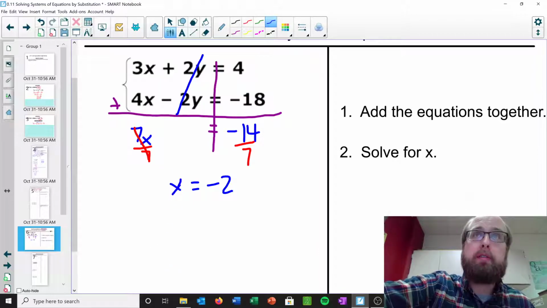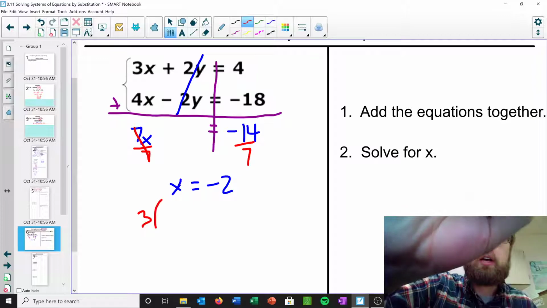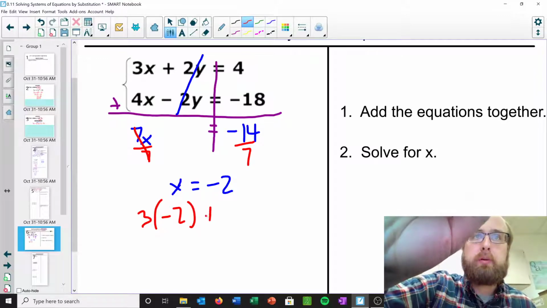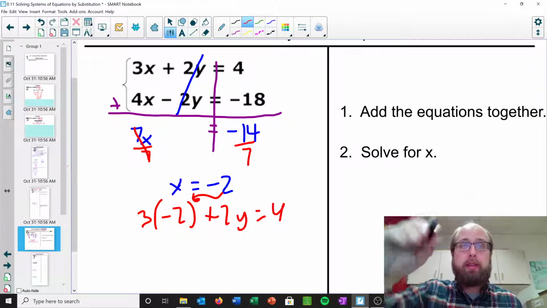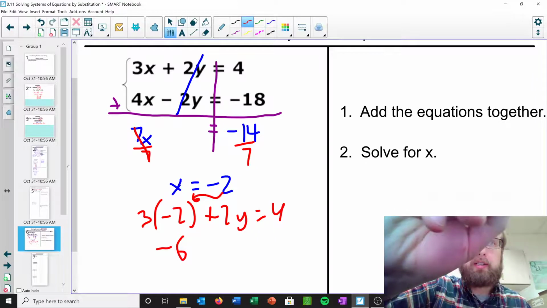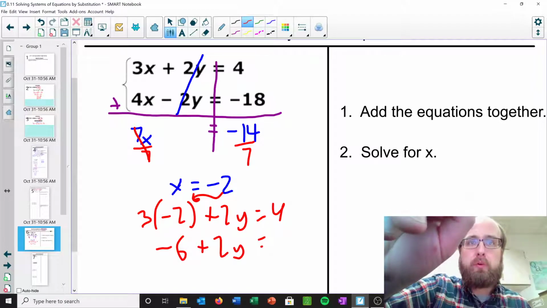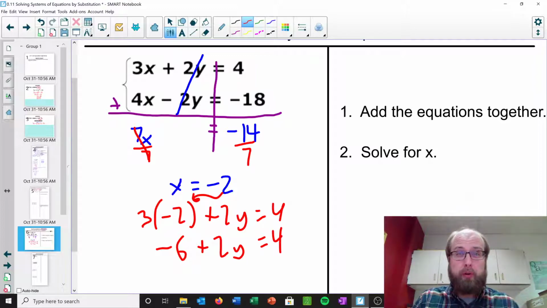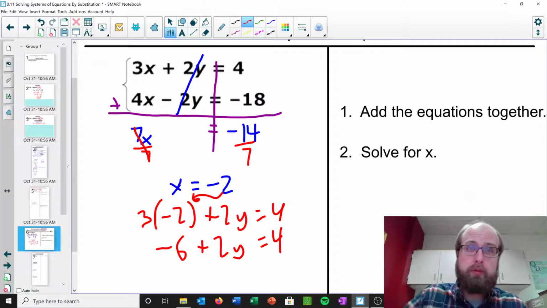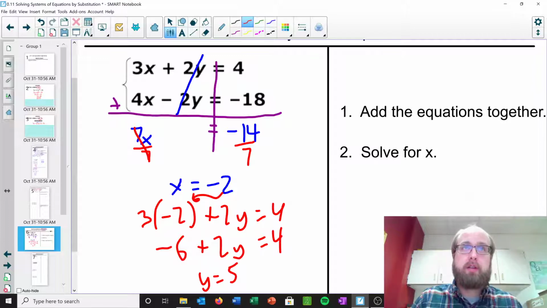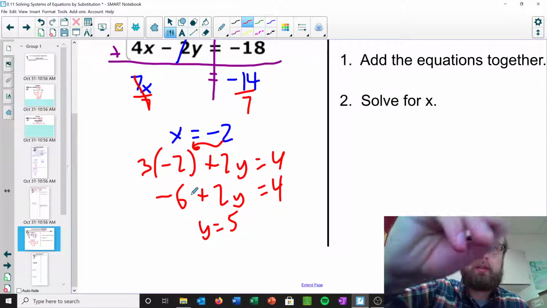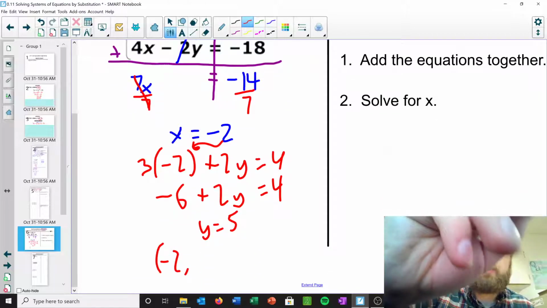And so we'll have 3 times negative 2 plus 2y equals 4. Right? I just took that negative 2, plugged it into the equation. And then you just want to solve that, right? That's negative 6 plus 2y equals 4. And I'm not going to go through the whole thing, but right, we'd add the 6 to that side and then divide by 2. And you'll get that y equals 5 in this case. And so our solution here is negative 2, 5.